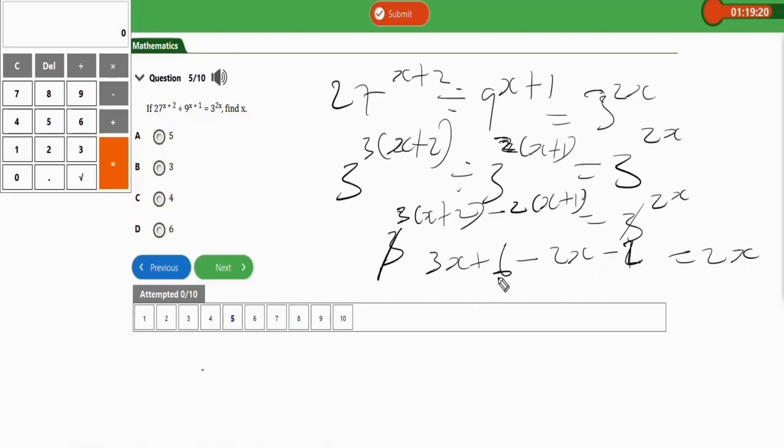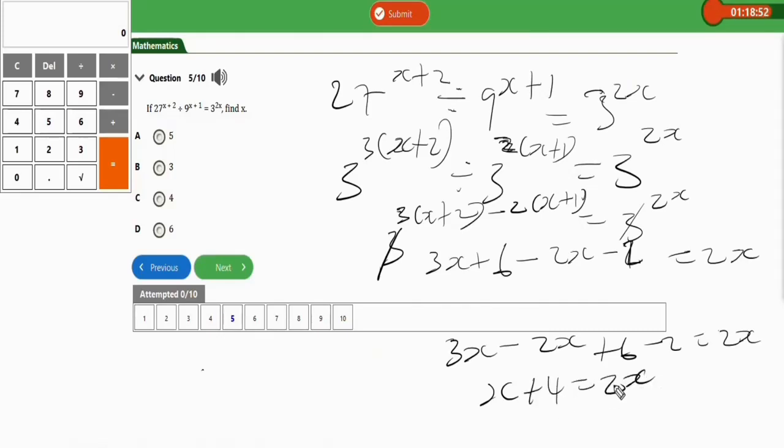So when you collect like terms, you're going to have 3x minus 2x plus 6 minus 2 equals 2x. Alright, so 3x minus 2x gives us x. So we now have x. 6 minus 2 will give us 4, plus 4 equals 2x. Alright, so this will now be, you collect like terms.